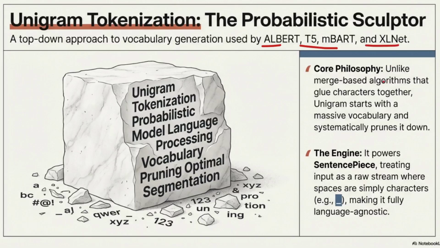One distinct feature of this approach is how it handles input. SentencePiece addresses the fact that not all languages use spaces to separate words, for example, Chinese and Japanese. It treats the input as a raw stream, including the spaces in the set of characters. This allows the model to be fully language agnostic.